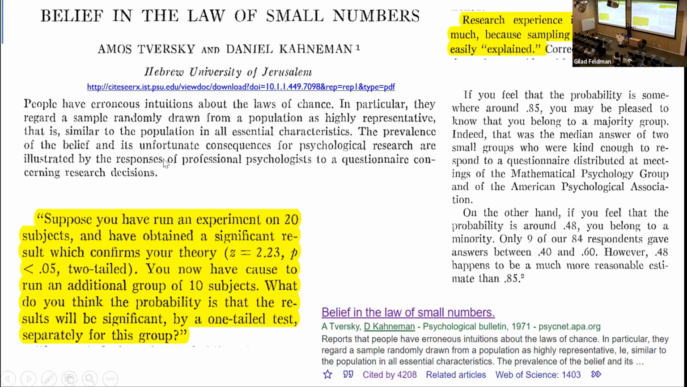This paper, unlike the John Bargh, has only 1,700 citations. How many citations for this? 4,200. And a lot of the papers by Kahneman and Tversky have been very impactful in this field. In your last assignment, we're going to ask you to look at cognitive biases in research, in researchers. One of you will get this, belief in small numbers. Others will get other cognitive biases.